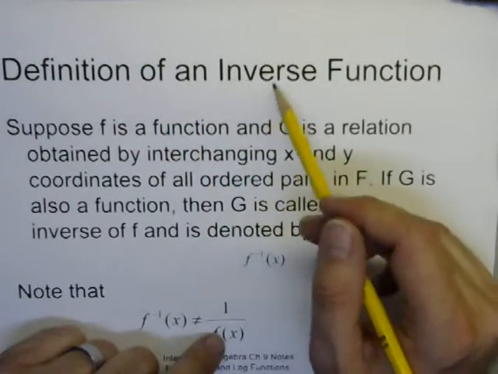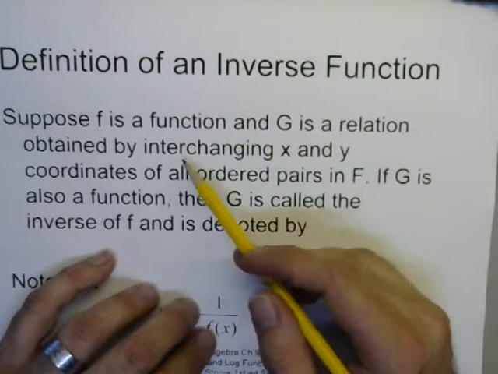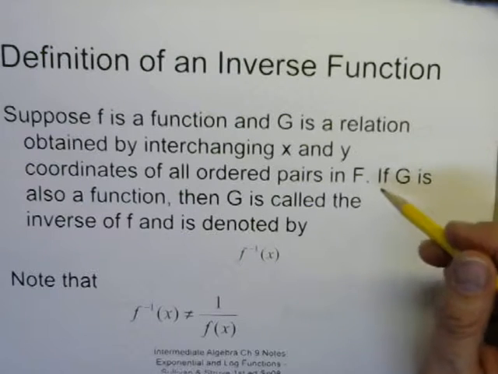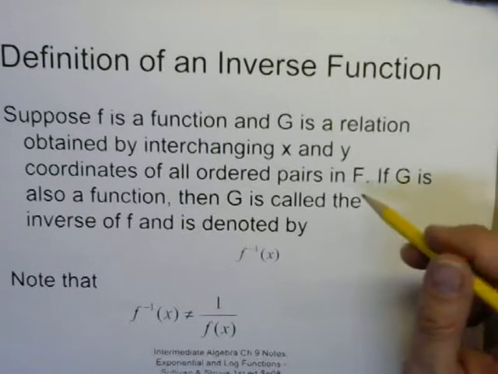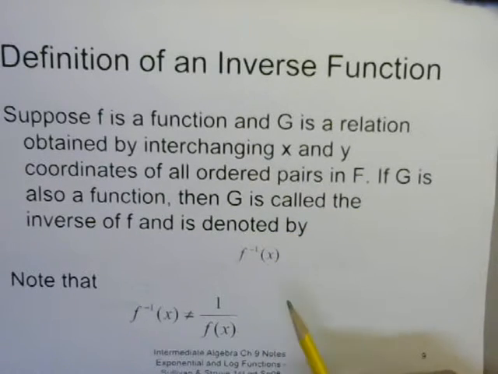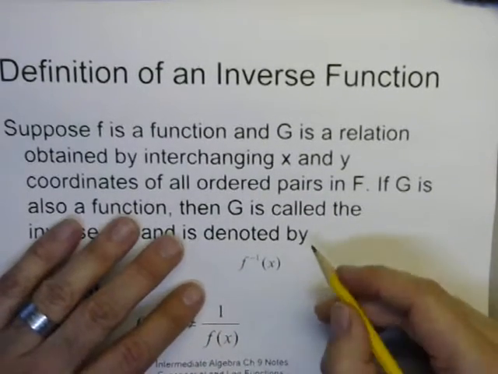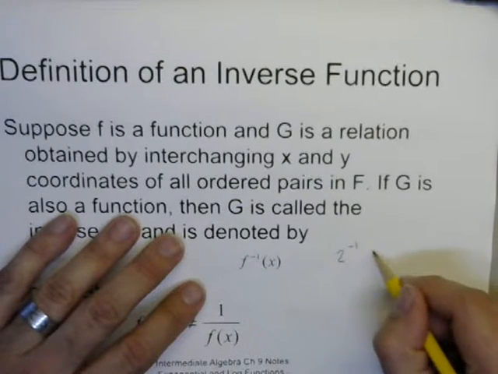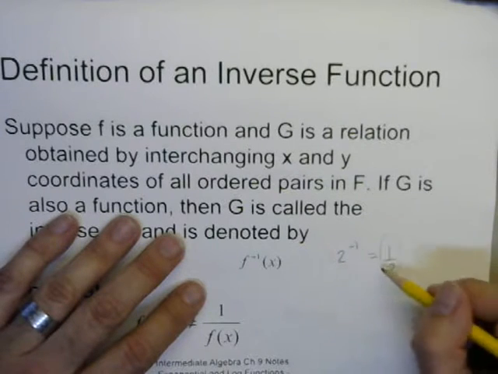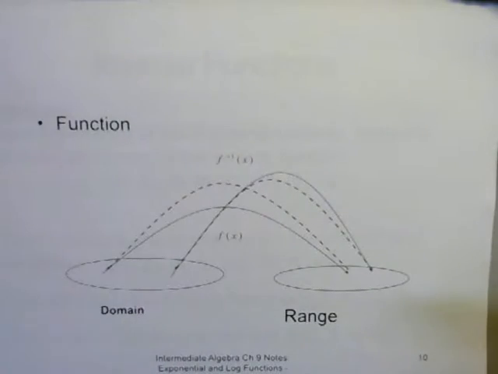This is what's known as an inverse or an opposite function. Suppose that you have a function f, and g is a relation obtained by basically interchanging the x and the y coordinates of all the pairs in the original function. If g is also a function, then g is called the inverse of f and is denoted by that. Again, be careful, don't confuse this with this notation. It does not mean 1 over. It means the opposite of, just like, for example, 2 to the negative 1 is the opposite of 2, because when you multiply 2 by half, you get 1. So that's why that notation is used.